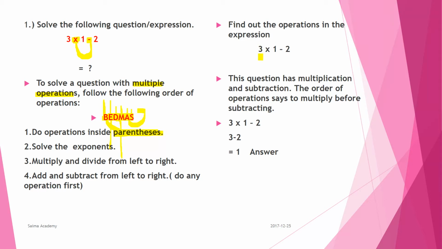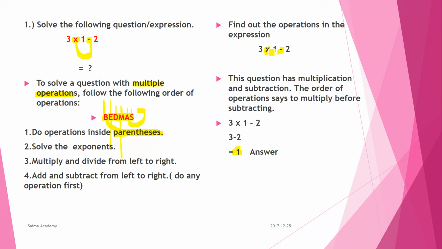So in this expression you have multiplication and subtraction. What do you have to do first? Suppose you do 1 minus 2, which is minus 1, and then minus 1 multiplied by 3, so the answer will be minus 3. But the answer is 1. Why? Because you have to follow this rule. If you do not follow this rule, the answer is wrong.